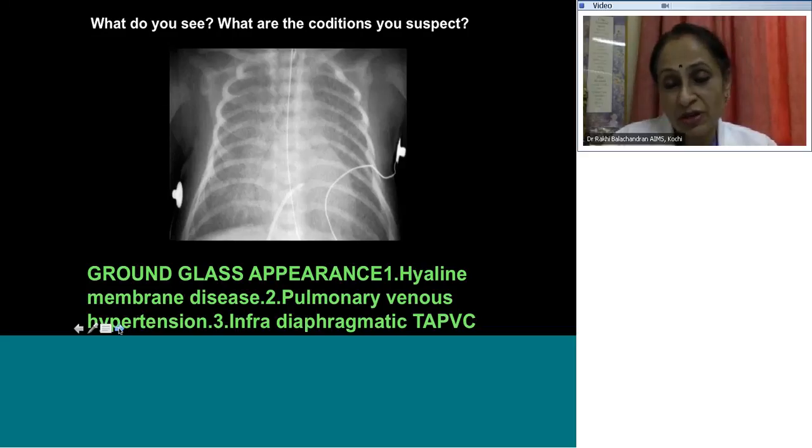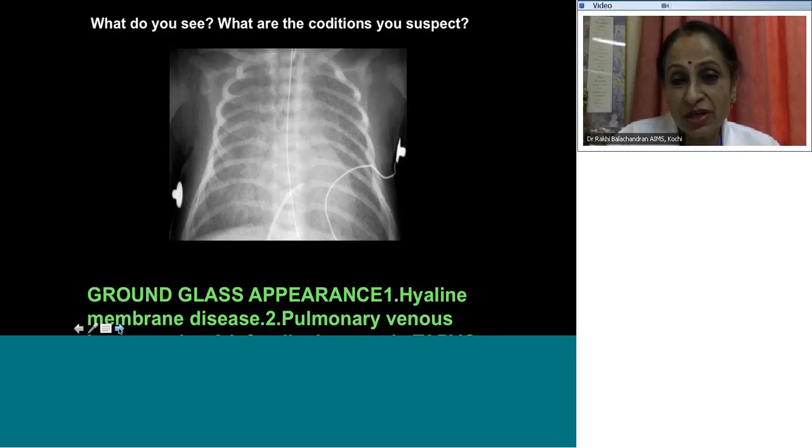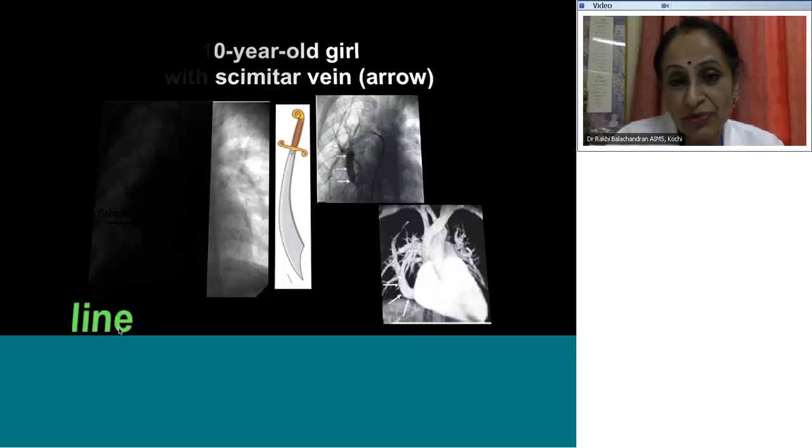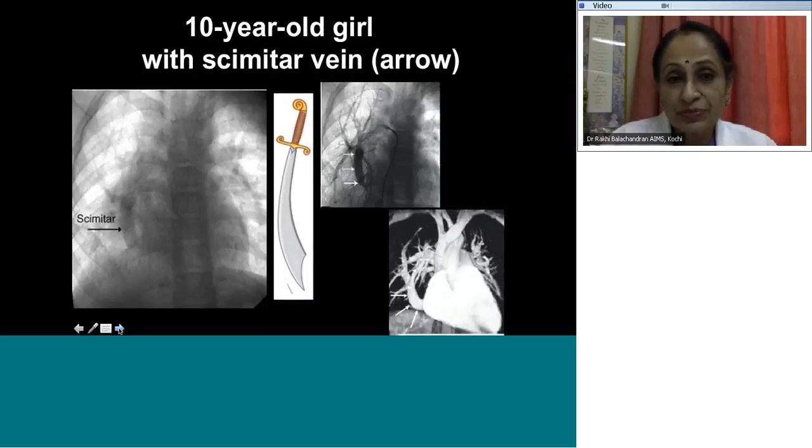So whenever you have a pulmonary venous obstruction, either due to the TAPVC or due to any other condition, you get the ground glass appearance. So ground glass appearance with distress. So remember, if the cardia is normal, it is a hyaline membrane disease. Otherwise, you must suspect the obstructed TAPVC and do an echo immediately because the mortality is very high in these patients. What do you see here?